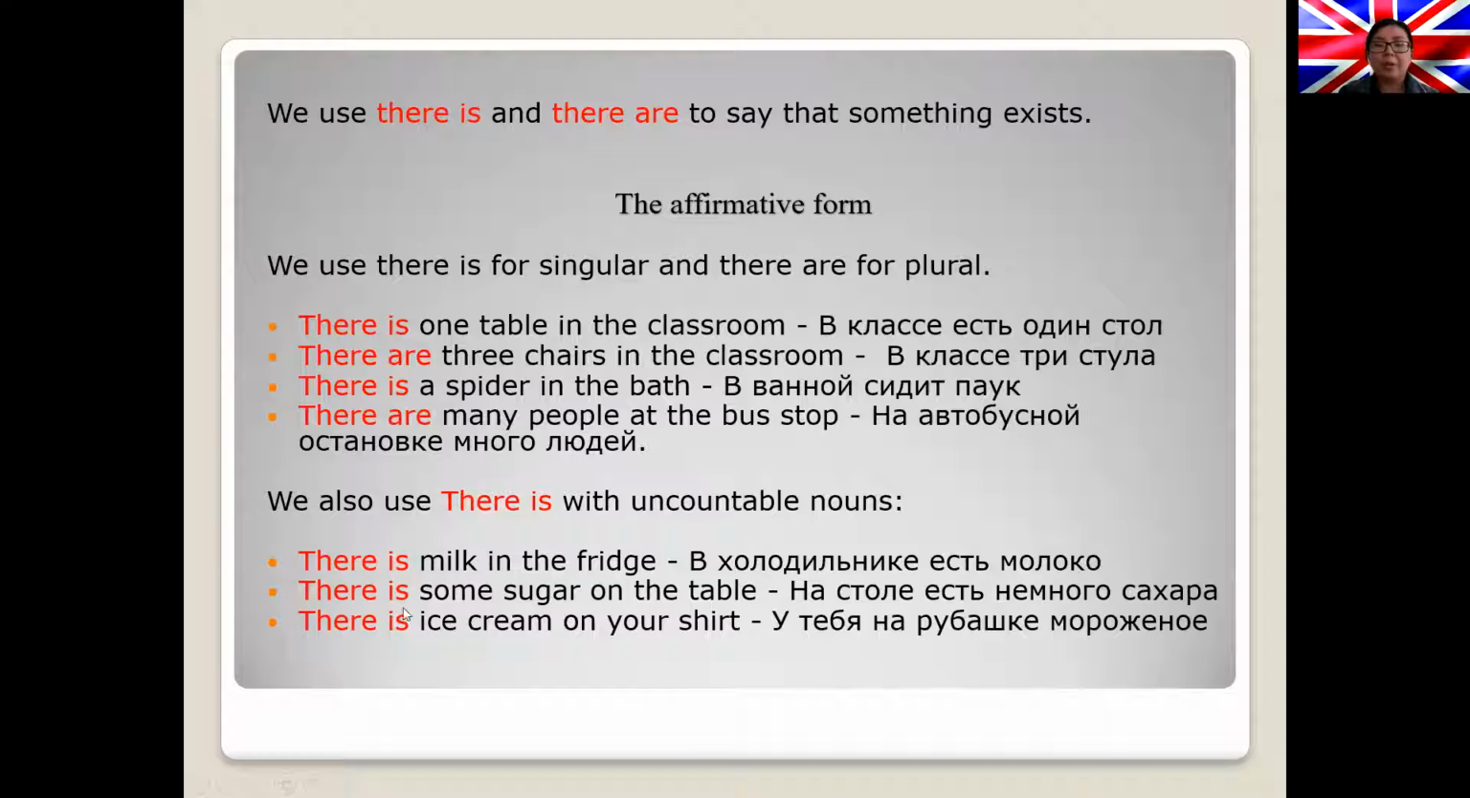Next, there is some sugar on the table. На столе есть немного сахара. Sugar, some sugar, uncountable noun. We only use there is. There is ice cream on your shirt. У тебя на рубашке мороженое. Ice cream, uncountable noun, we use there is.